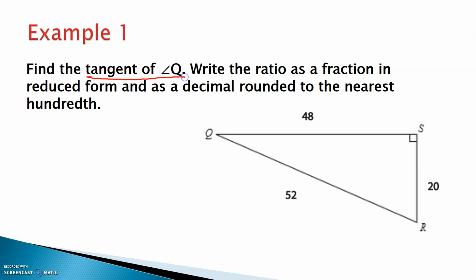So this is our key part right there. I want to write the ratio, so I need to write that fraction. Make sure it's reduced. I also want to give the decimal, because sometimes we'll use the decimal, sometimes the fraction, and I'm going to round that to the nearest hundredth. Before I jump into anything, just to remind myself what sine, cosine, and tangent are.